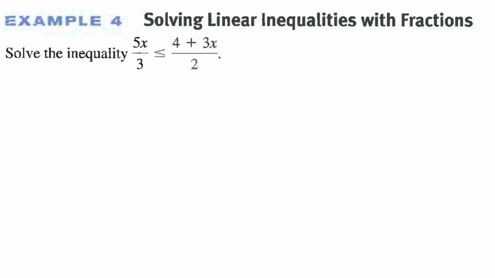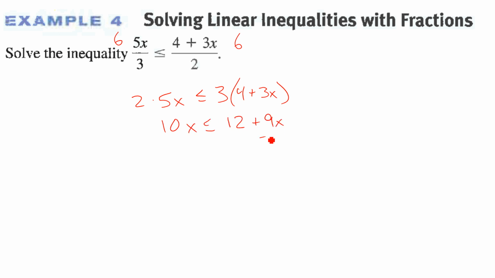Okay, solve the inequality. Just like a normal equality, we're going to multiply the denominators away. Multiply by 6. 6 divided by 3 is 2 times the 5x, less than 6 divided by 2 is 3 times 4x, 10x, and are equal to 12 plus 9x. Subtract 9x, and x less than or equal to 12. Did we divide by a negative? No, so we did not switch the inequality.